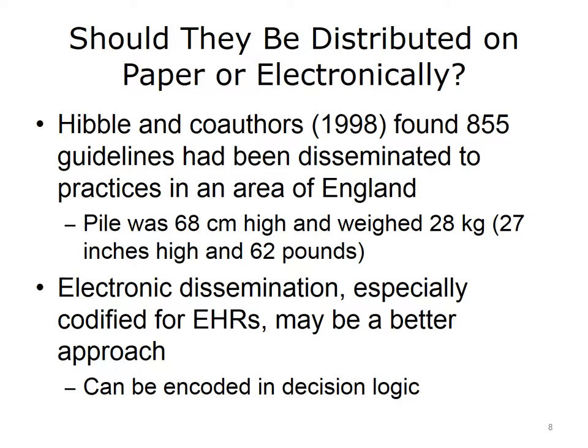Clearly, it's a challenge to use any particular guideline when it's one among hundreds in a 2-foot stack, and you aren't sure whether it's just a sheet of paper or a spiral-bound booklet. It may be better to electronically disseminate guidelines, especially if you can codify the recommendations in the electronic health record, so that the recommendations come up automatically. Electronic health records, other clinical systems, and decision support systems can provide access to practice guidelines while the clinician is at the point of making clinical decisions.